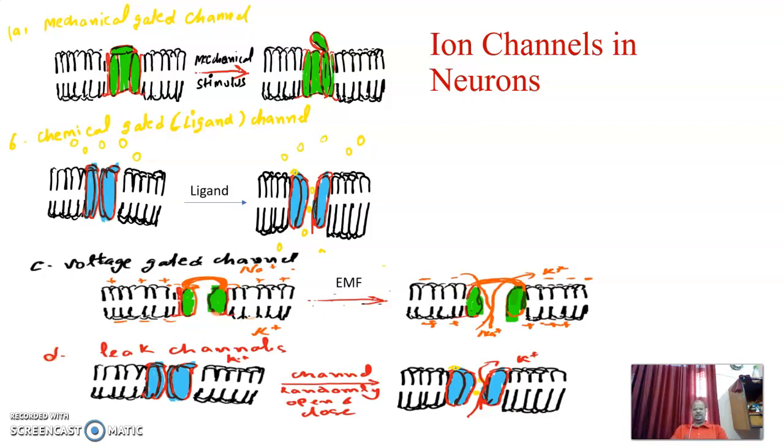Other channels are mechanically gated channels. For mechanically gated channels, there is a mechanical interference in the field, like the touch receptors and pressure receptors. They are the mechanical channels.